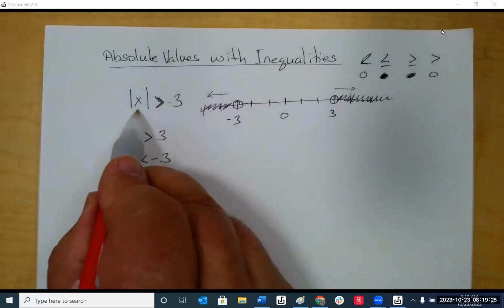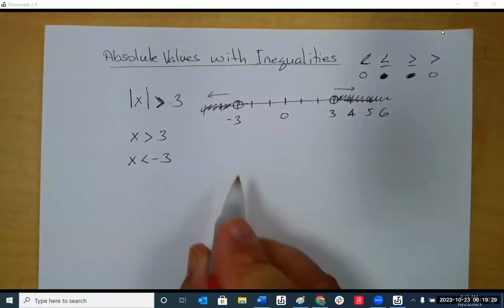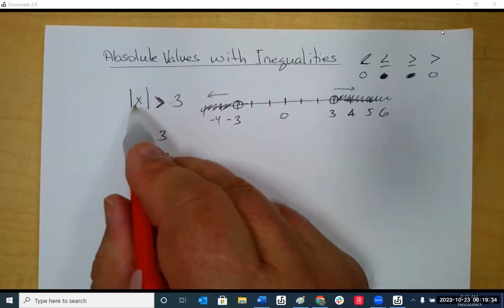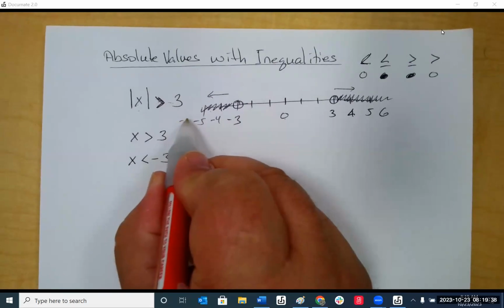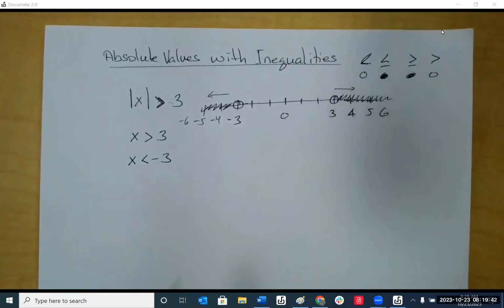So for example, give me a number that's bigger than 3: 4, 5, 6. Likewise, if I put -4 in there, absolute value of -4 is 4. 4 is bigger than 3. -5 is bigger than 3. And absolute value of -6. So if it's greater than, it's going opposite directions.